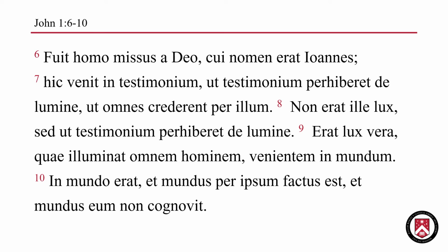And lastly, verse 10, in mundo erat, et mundus per ipsum factus est, et mundus eum non cognovit. In mundo, in the world, erat, he was, or it was. It refers back to the lux of verse 9. In mundo erat. Et mundus, and the world, per ipsum, through him, factus est, made is. Et mundus, and the world, eum, him, non cognovit, not, did know.